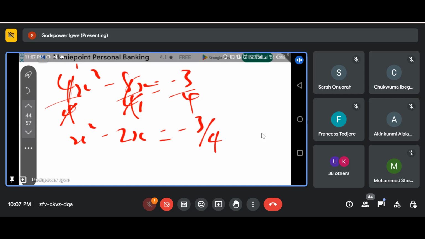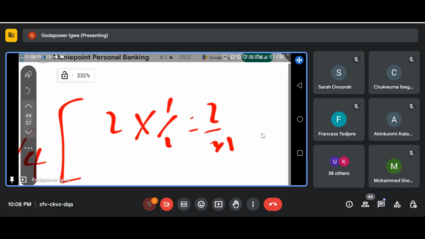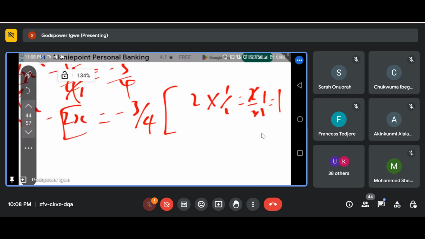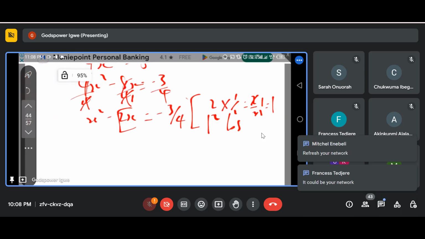Well done. All right, then the next thing you do here is to look for the half. You find half of the coefficient of x. Half of 2 is 1. Now they say add the square of half of that coefficient of x to both sides of the equation. The right hand side is one side, the left hand side is one side of the equation.